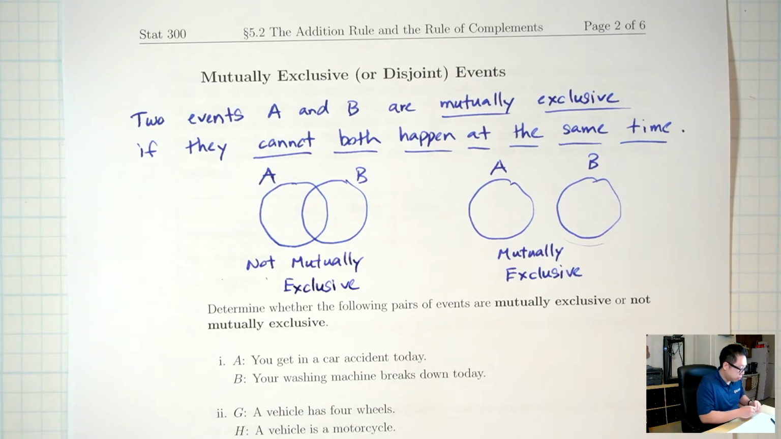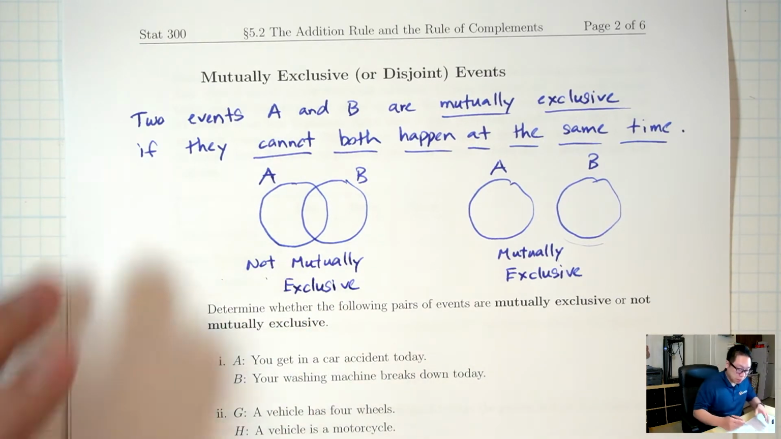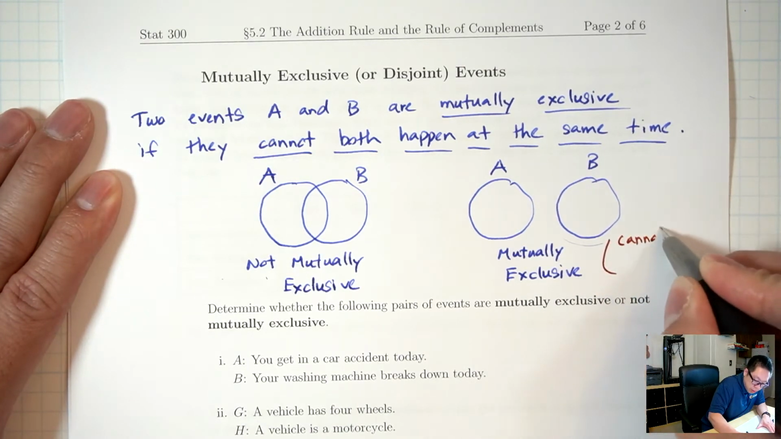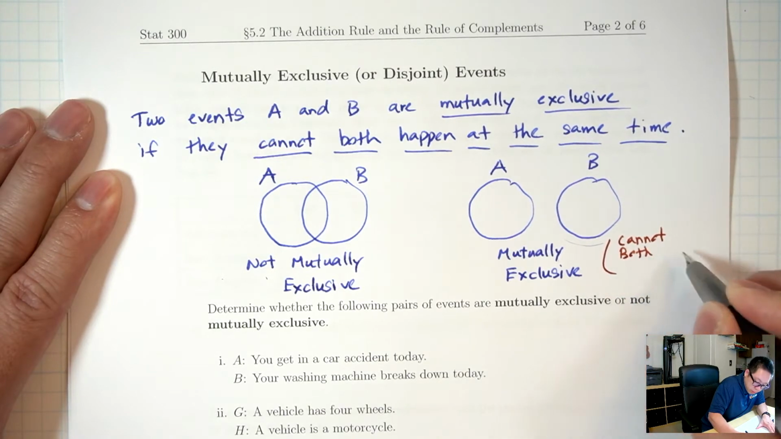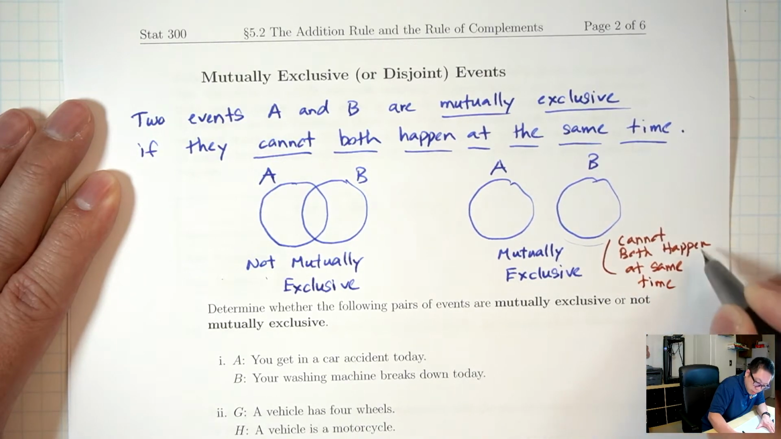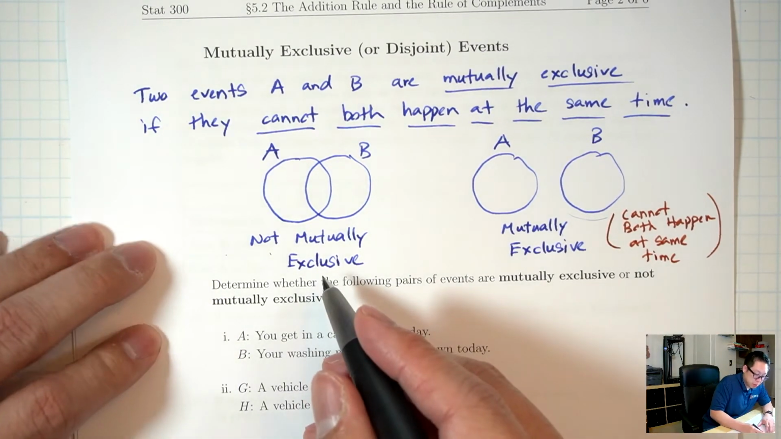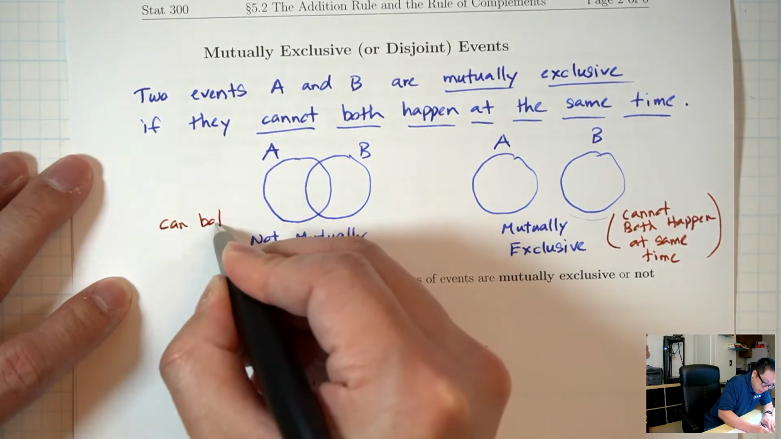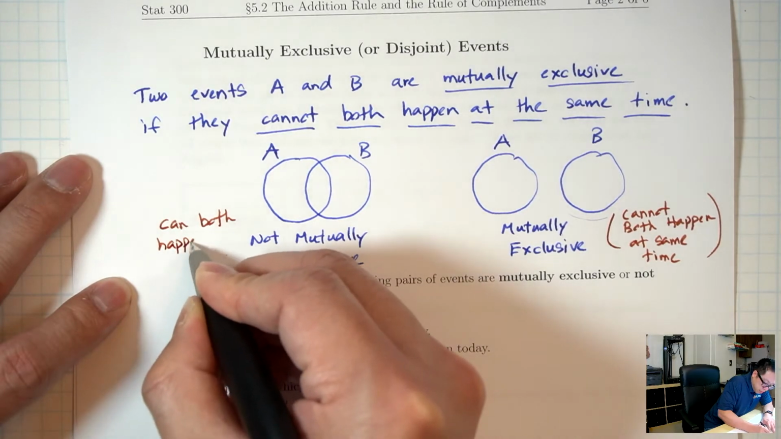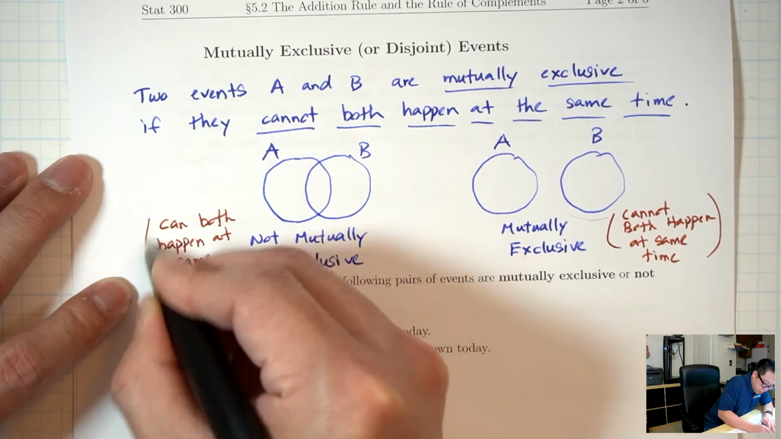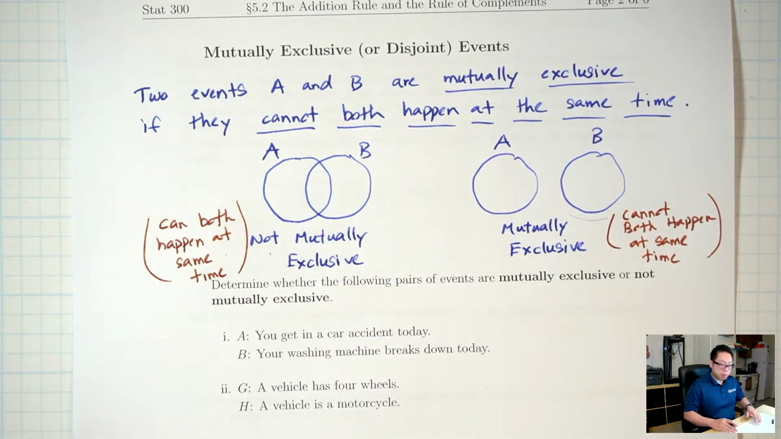Let me actually write this out, because this is kind of confusing. Mutually exclusive means cannot both happen at the same time. Not mutually exclusive means that they can happen at the same time. Let's talk about some examples here.